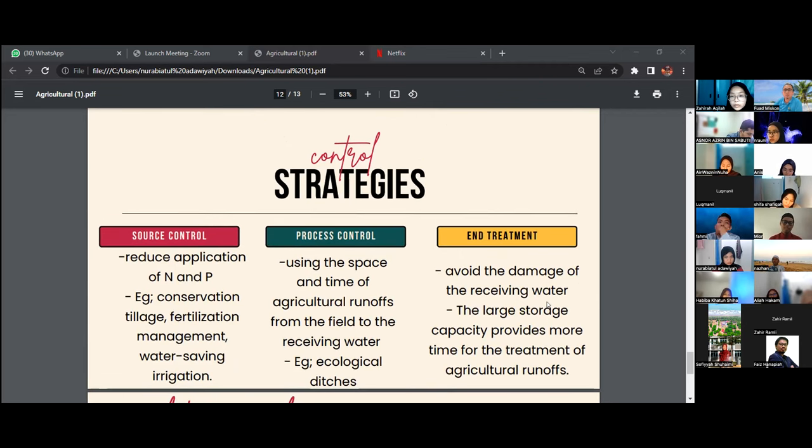Then process control. Process control aims to eliminate the pollutants by using the space and time of agricultural runoff from the fields to the receiving water, such as an ecological ditch. An ecological ditch system is an engineered system that has been developed for the removal of agricultural runoff nutrients by sorption, sedimentation, transformation, plant uptake, and microbial metabolic activities.